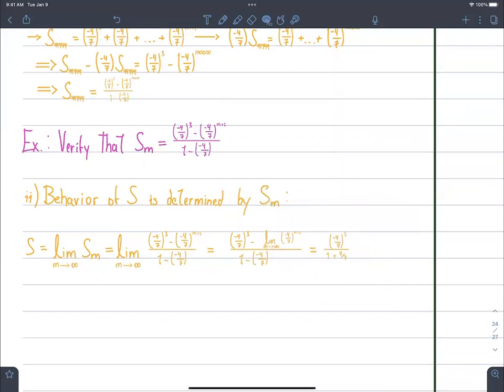And so this means that S converges to that amount. S converges to this quantity. It's okay if you don't simplify, there's no problem with that. And with that, we have solved the exercise.